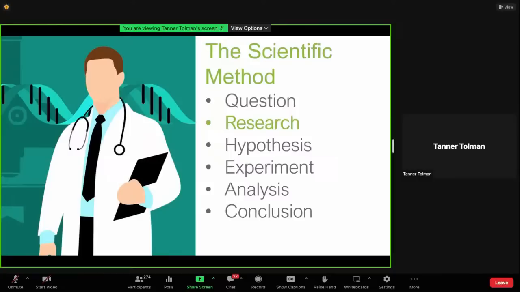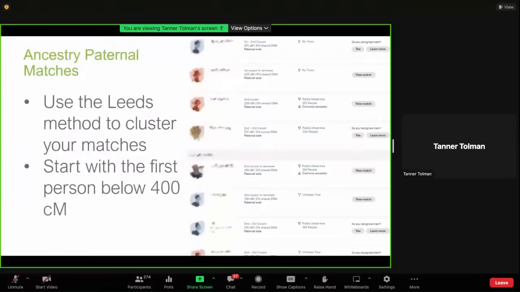So the first thing we do is we use the Leeds method to cluster these matches and figure out which ones are related to each other and how. We do want to take some precautions with this because it does look like the biological father, whoever he was, would have been Ashkenazi Jewish. There could be some people that are false matches and only related through endogamy or things like that.